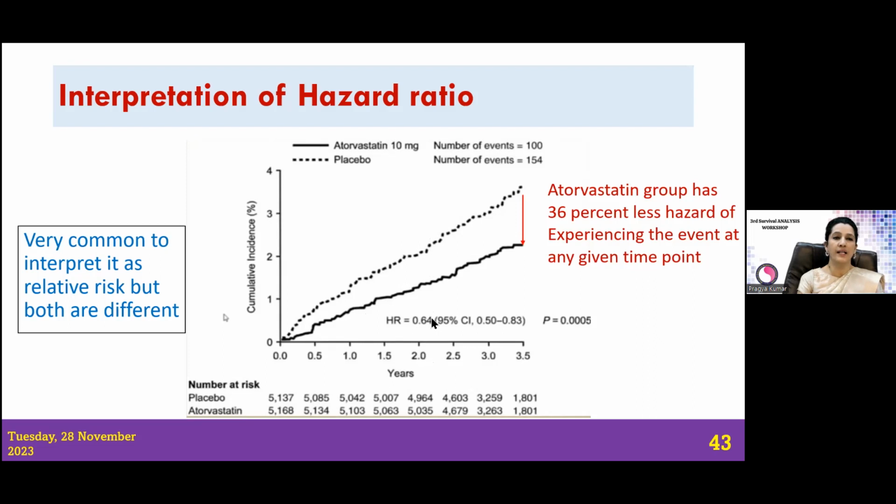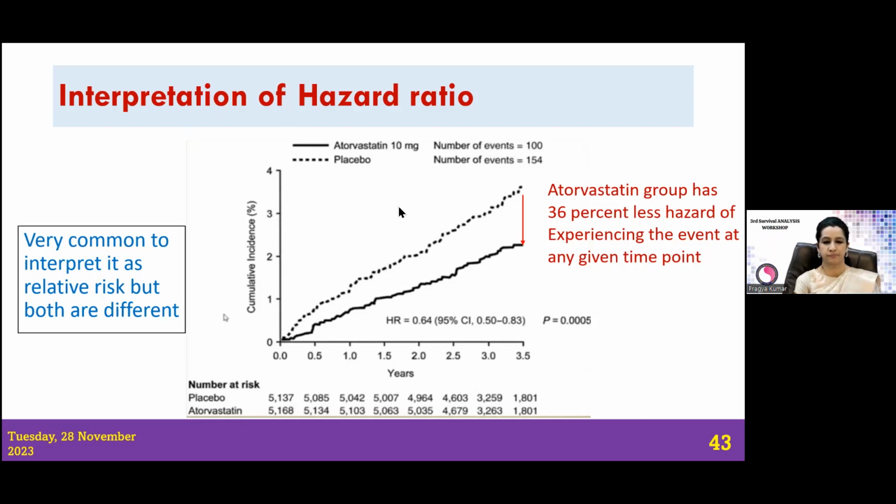So you can see that the hazard ratio is 0.64. How will I interpret it? Remember, I said that you deduct 1 from this. So 0.64 minus 1 will be how much? It will be minus 0.36, and multiply it by 100. So 36%. The sign will show whether it is an increase or decrease. So what will you write? That there will be 36% less hazard in the atorvastatin group as compared to the placebo.